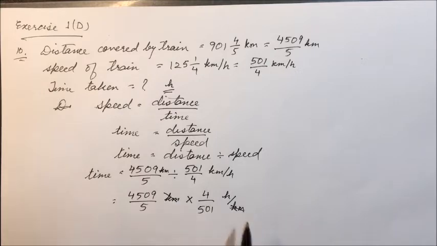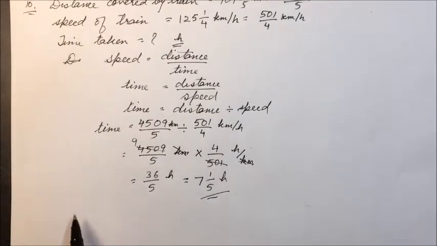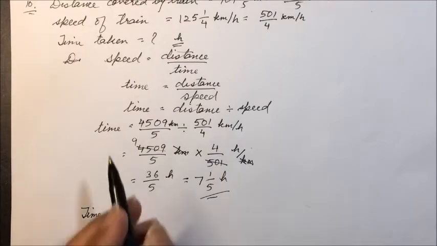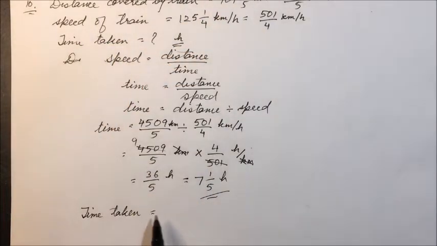Now kilometer gets cancelled, and this as well gets cancelled. 501 into 9 is 4509, and 501 1 0 5 it is 90. So it comes out to be 9 into 4, 36 upon 5 hour is remaining, and it can be written as 7 1/5 hour. So time taken by the train to cover this much distance is 7 1/5 hour.